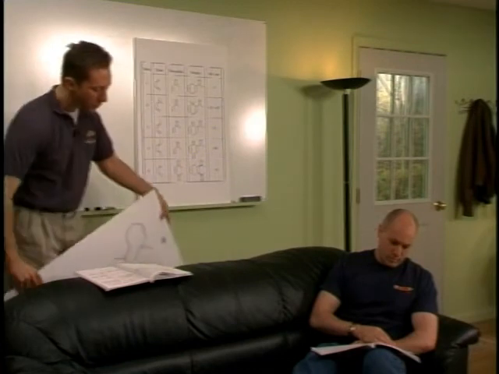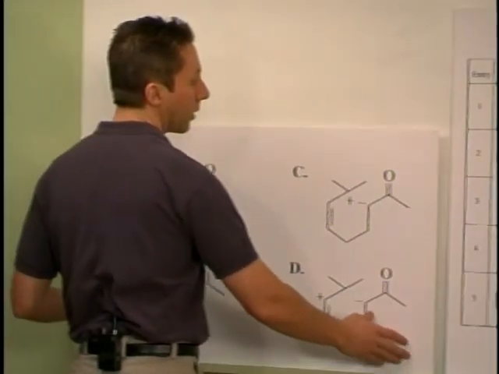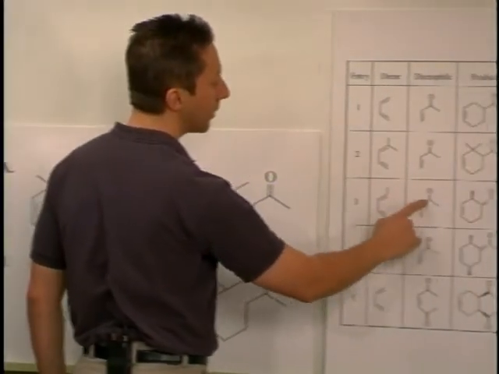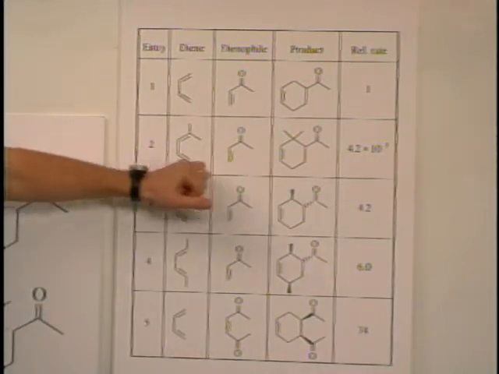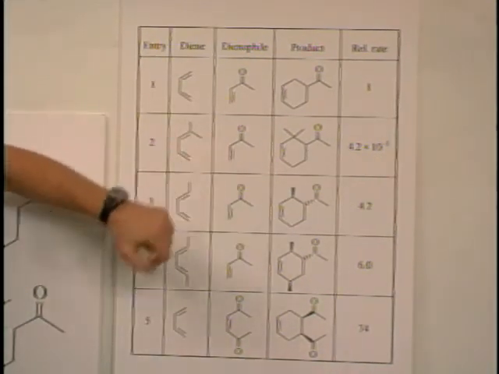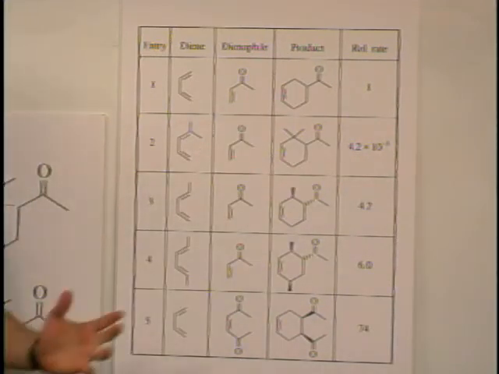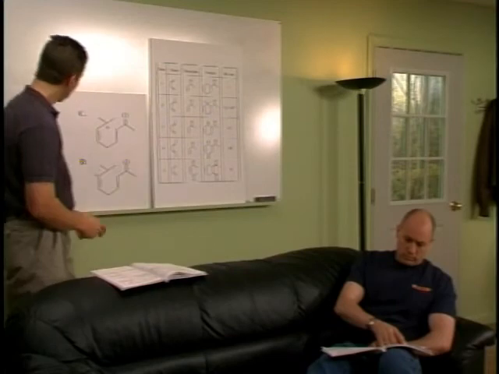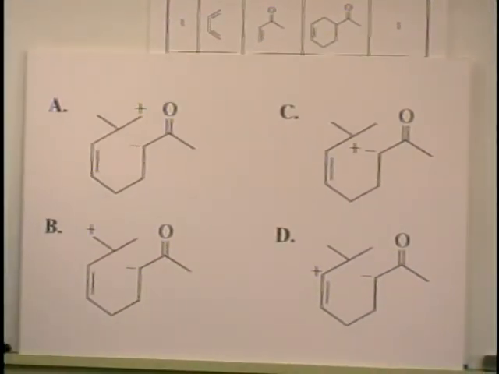It says, according to the dionic mechanism proposed by chemist 2, which of the following structures represents the reactive intermediate of the reaction described by entry 2 in table 1? So let's look at entry 2 of table 1, and here is what I've got up on the board. We've got our diene and our dienophile, and we're going to form this product right here. So we're looking for the intermediate, the thing that we're going to form in between. And if we look at our answer choices, which we'll put up over top here, we've got our 4 answer choices.